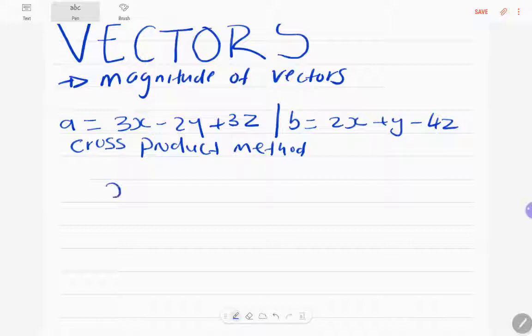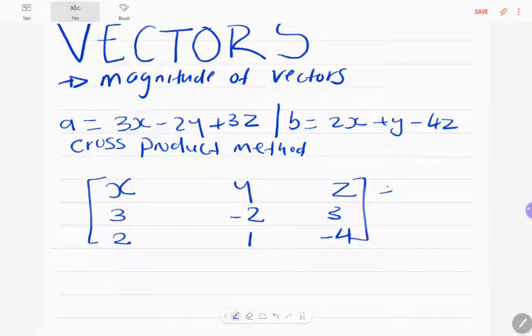I have x, I have y, I have z under A and B. So I'm going to take x on both A and B. On A, I have 3. On B, I have 2. Under y, on A, I have minus 2. Under B, I have 1. Z on A, I have 3. On B, I have minus 4. Here you have to be careful with the sign. It's plus, minus, plus, minus, plus, minus, plus, minus, plus.